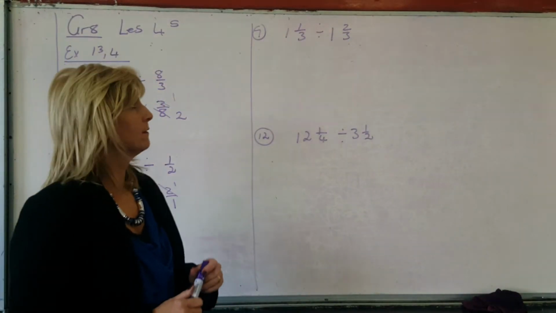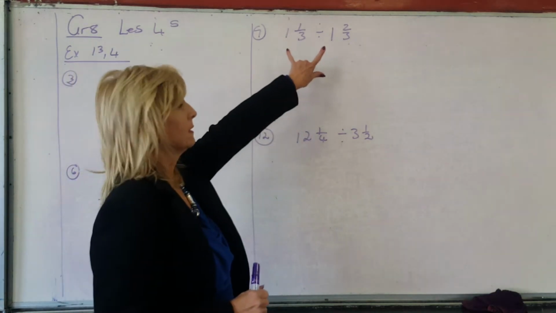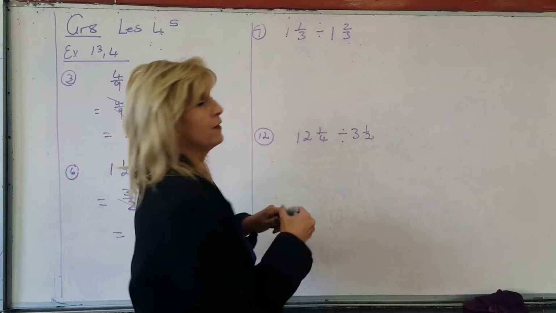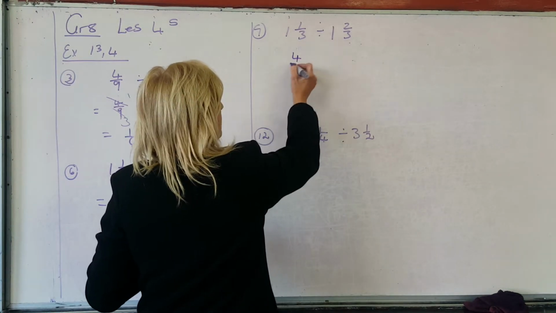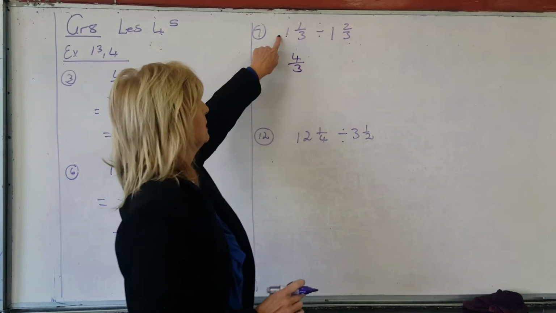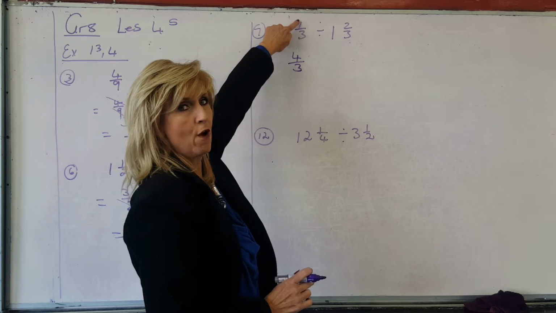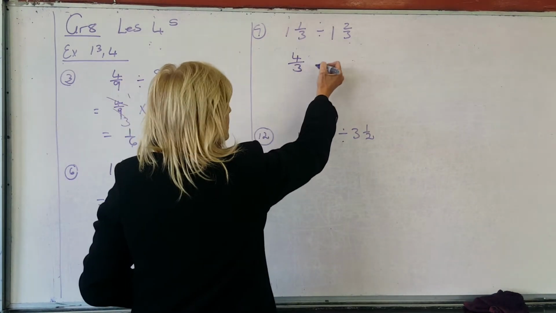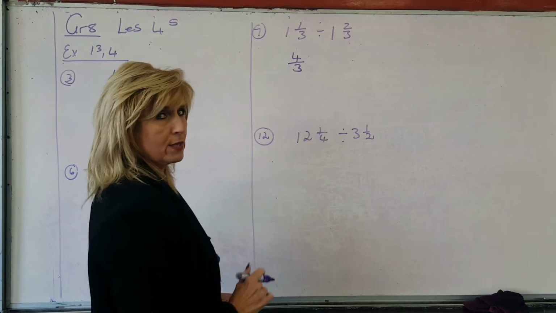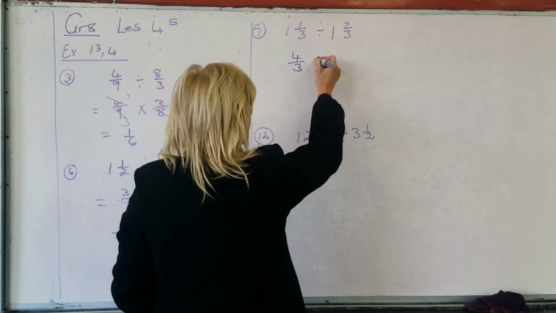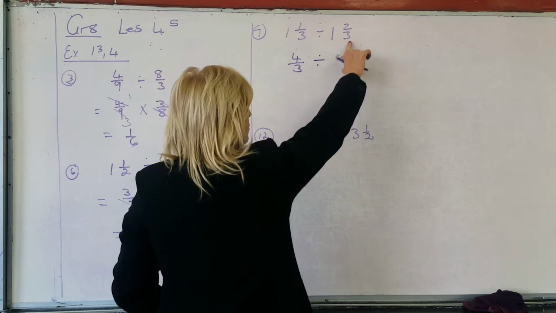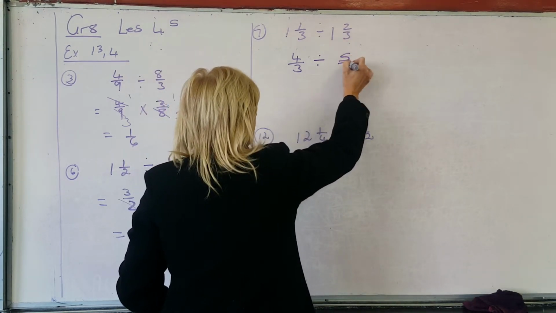Right, nommer 7. Dis nou 2 gemengde getalle, so jy moet gaan sê 1 maal 3 is 3 plus 1 is 4. Maar 3 bly 3. You must say 1 times 3 is 3 plus 1 is 4 at the top, but 3 stays 3 at the bottom. Dan gaan ek nog nie sê maal nie. Before I do that, let's first get this straight. So keep it as a division and write 1 times 3 is 3 plus 2 is 5/3.